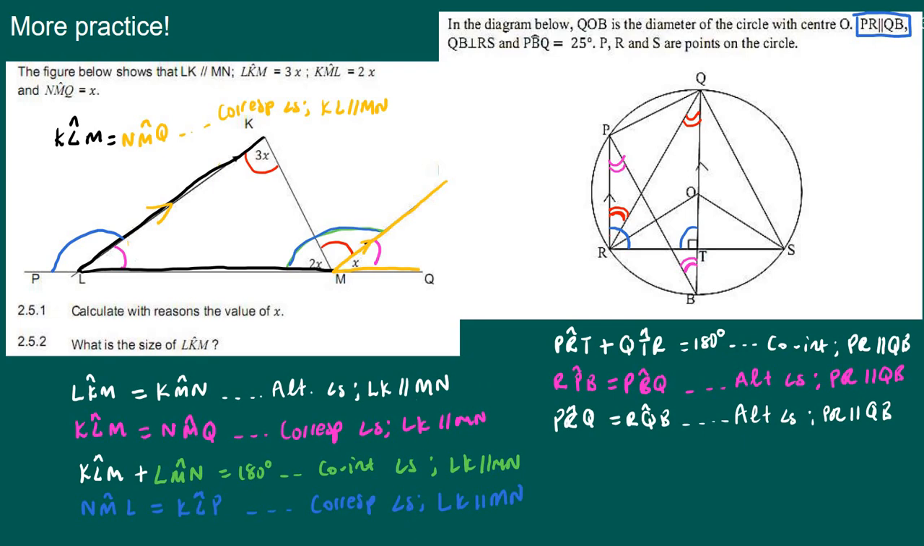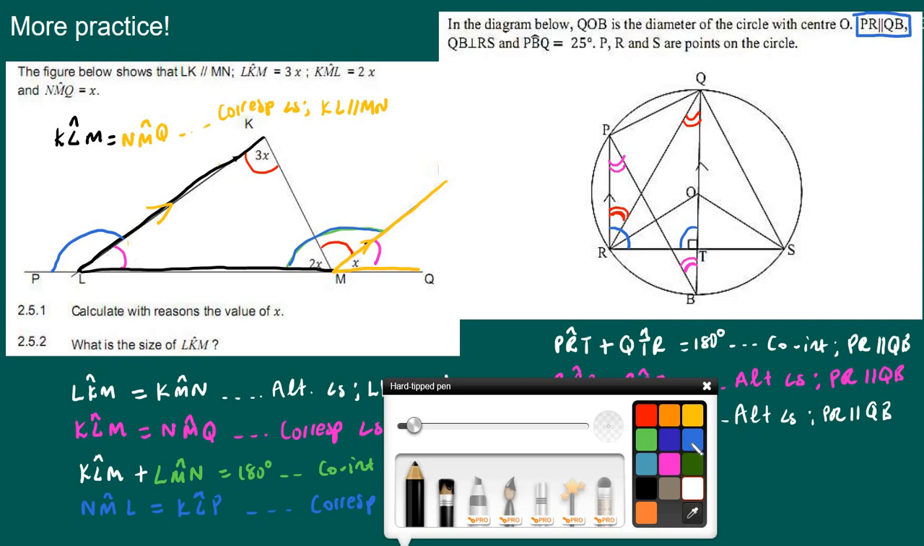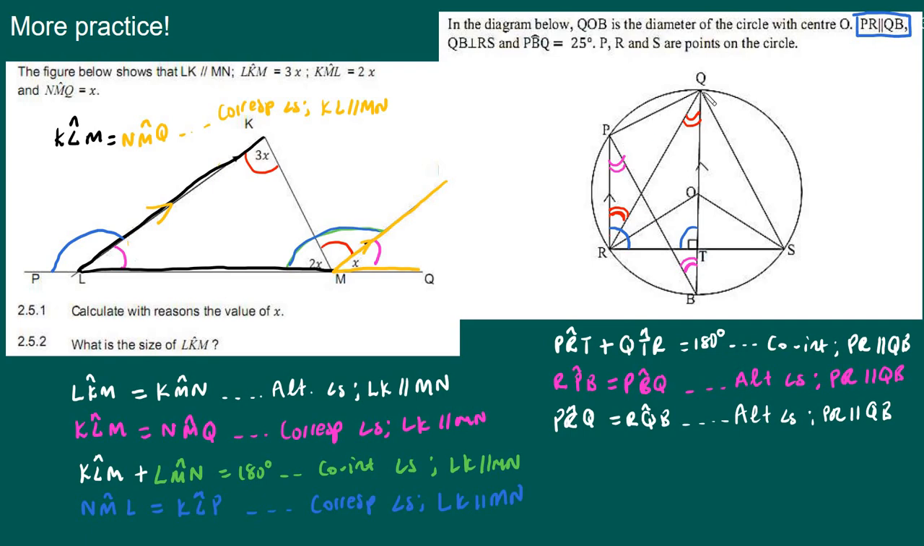PQT, so this whole angle here. Yes. And then RTB, this one here. Yes. Wow, I could have never thought of that. Are they equal, those ones? Let me check. That's what I'm asking. Are they equal?